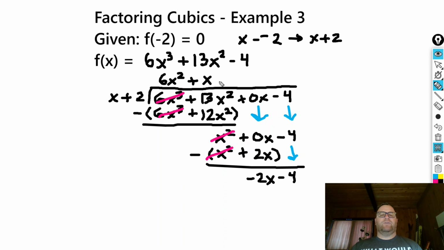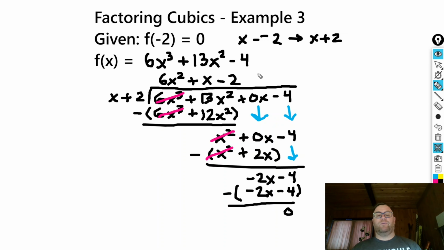X goes into negative 2x negative 2 times. So let's see, negative 2 times x is negative 2x. Negative 2 times 2 is minus 4. If we subtract something from itself, we're getting 0. So this confirms that x plus 2 is a factor of 6x cubed plus 13x squared minus 4.